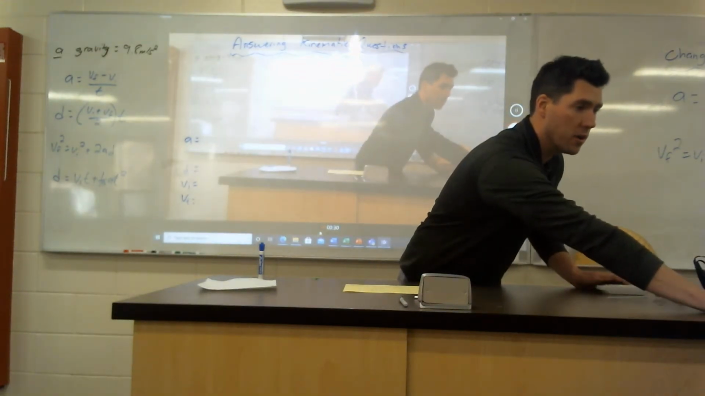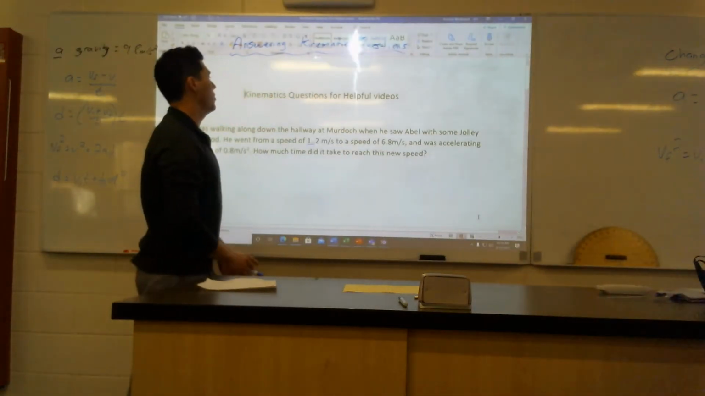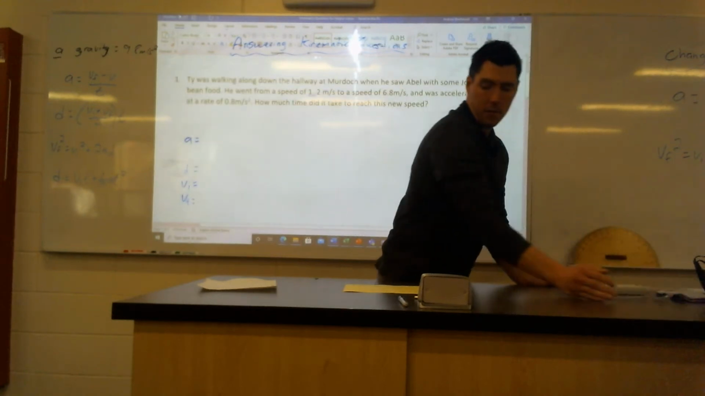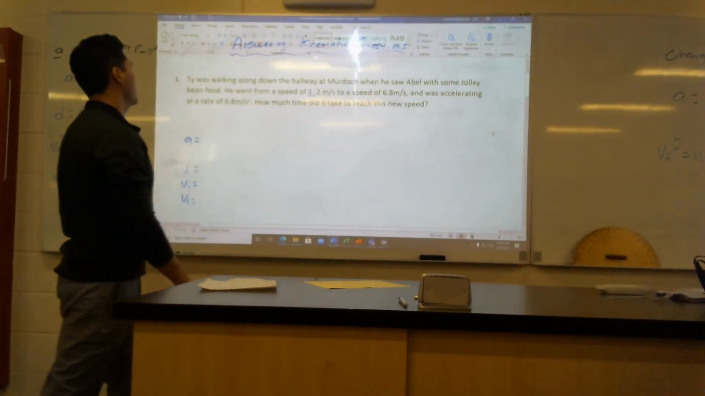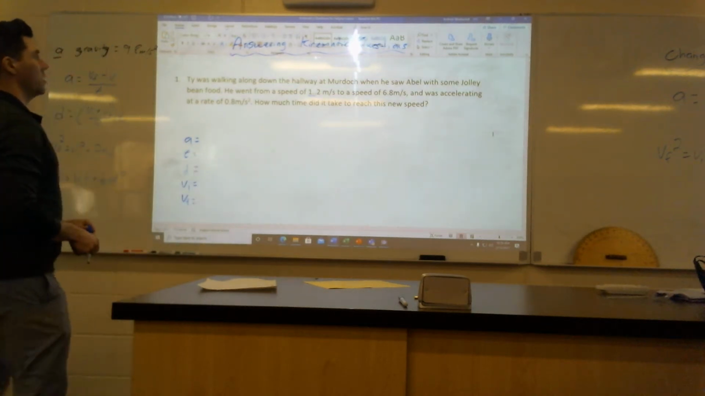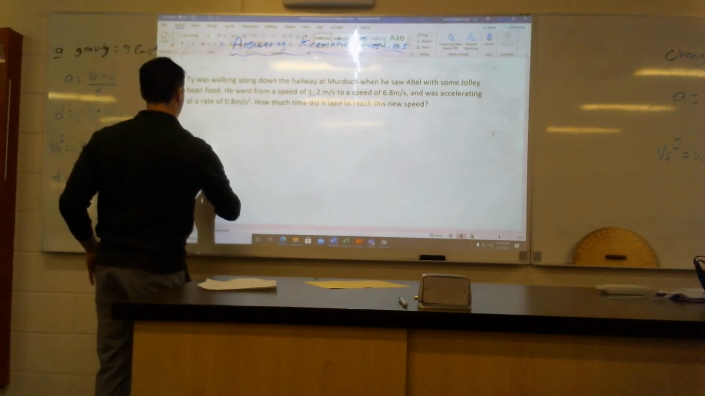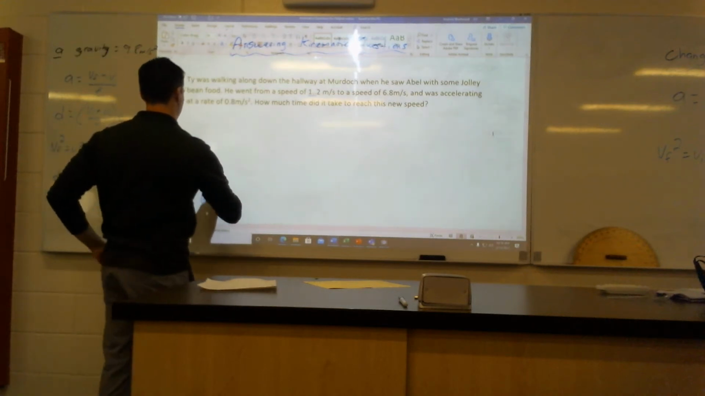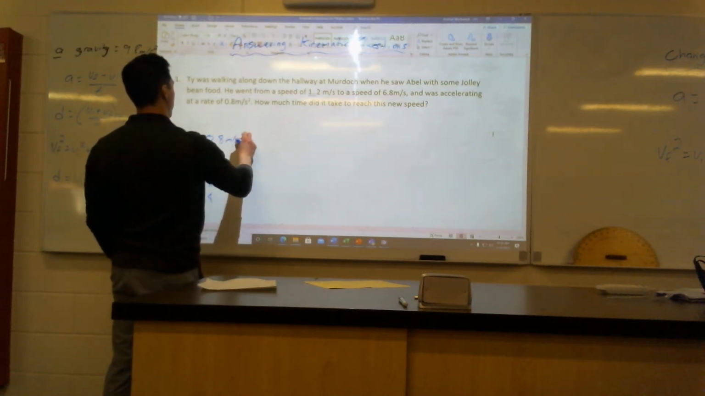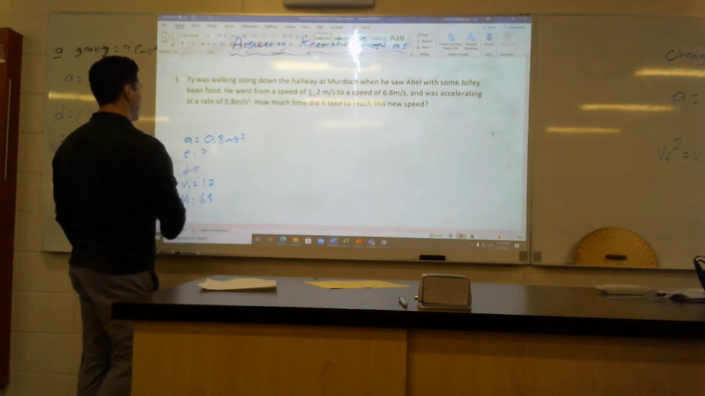And here should be our questions. Alright, so question number 1. Let's move this down a little, that way I've got a little bit of room to play with. There we go. So again, this question says Ty is walking along down the hallway, okay, so basically sped up from 1.2 to 6.8 and an acceleration of 0.8 meters per second squared, and we're looking for time, okay? So I don't need distance right now.